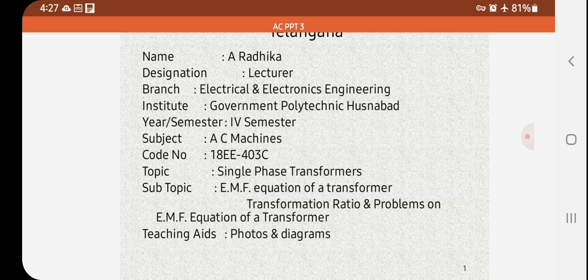In that, we are going to discuss the EMF equation of a transformer and the transformation ratio, and also we are going to solve a few problems regarding the EMF equation.